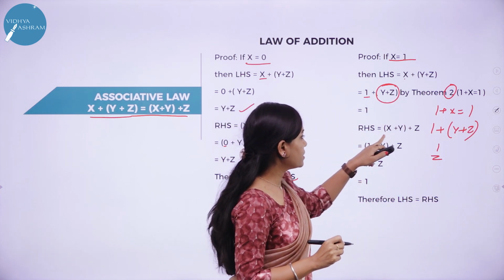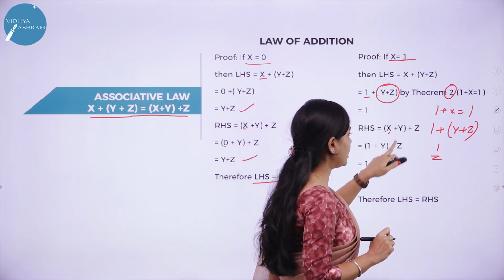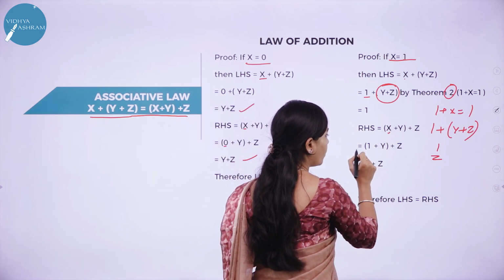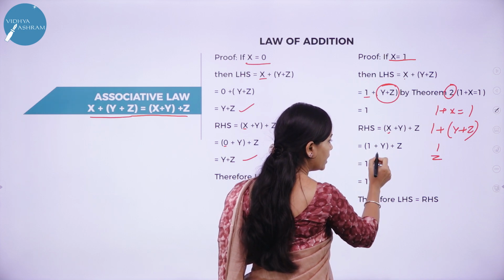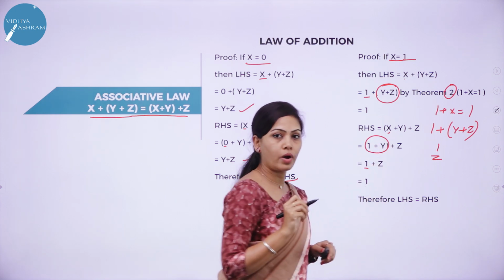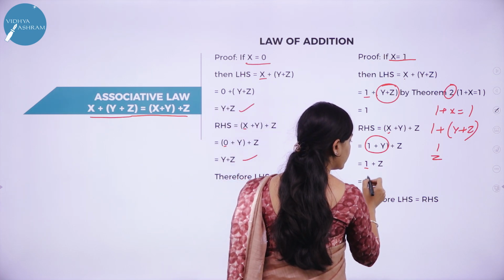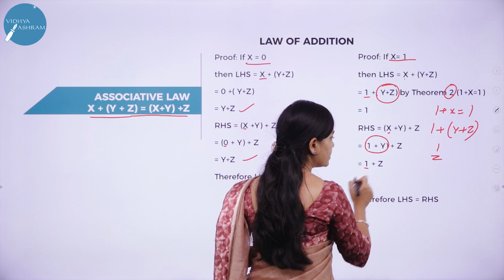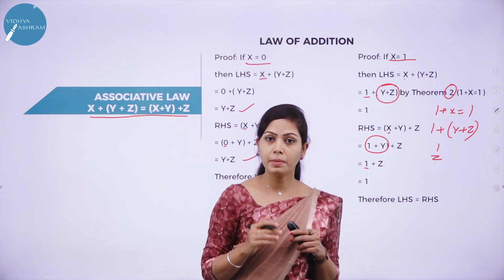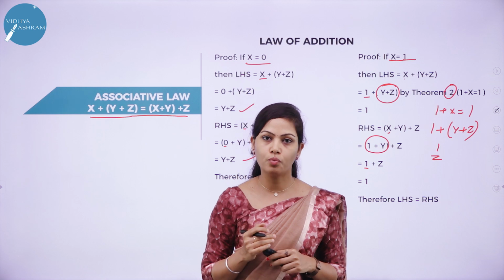And RHS is equal to x plus y plus z. So, substitute the value of x here, x is equal to 1, 1 plus y plus z. In place of 1 plus y, I can write it is 1 by theorem 2 and also 1 plus z is equal to 1. You can assume this is x. If 1 plus x is equal to 1 and 1 plus z is also equal to 1.